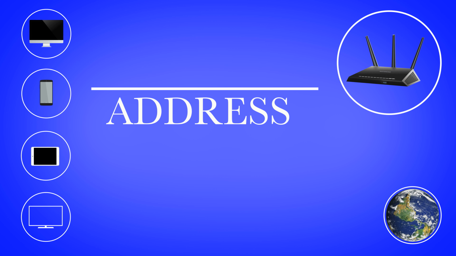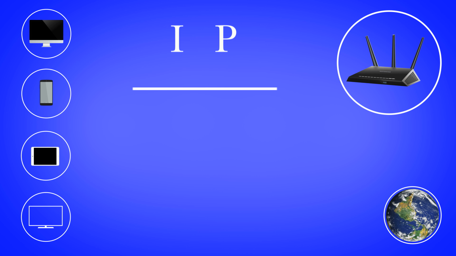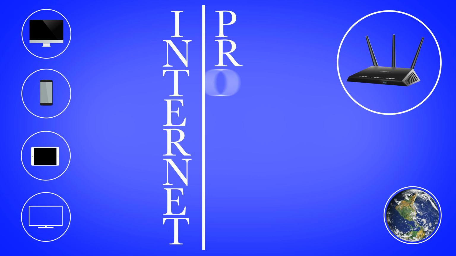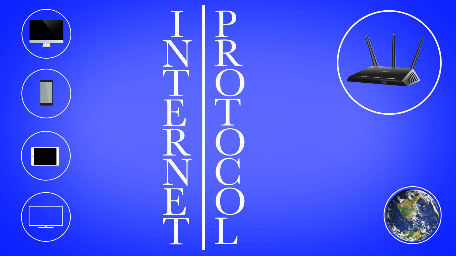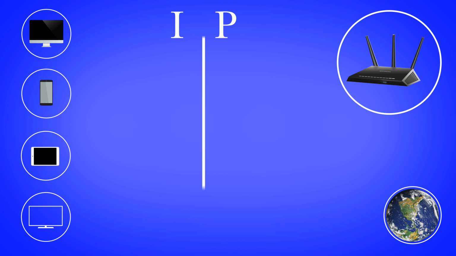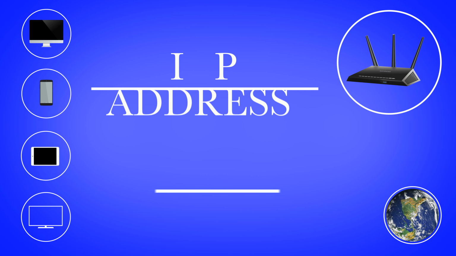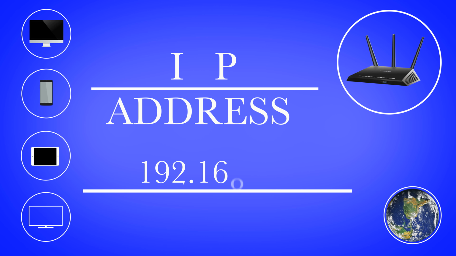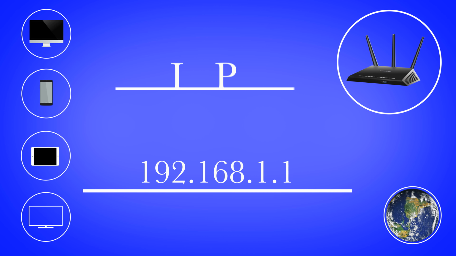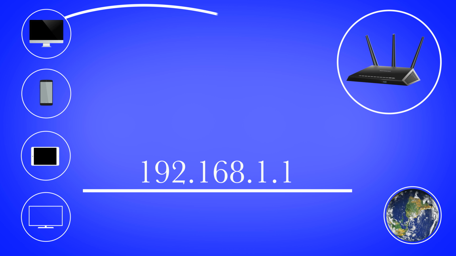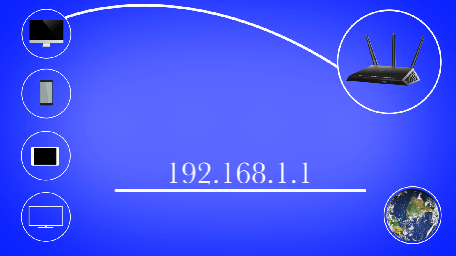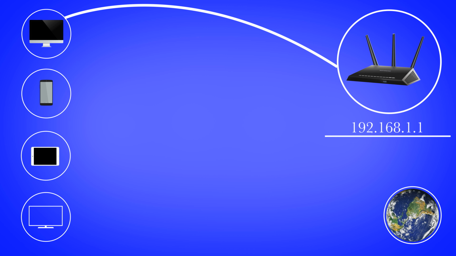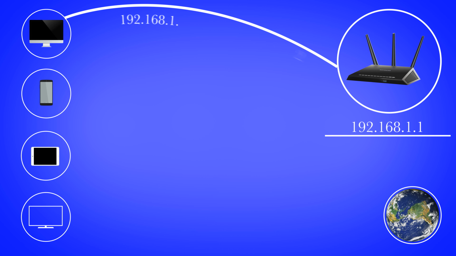Those addresses are named IP addresses, IP for Internet Protocol. IP addresses work this way. The router has its own and it looks like this: 192.168.1.1. When you connect a computer to the router, the computer asks for an IP address. Then the router will look for a free IP address available to assign to the computer. Let's say that computer will have 192.168.1.2 as its assigned IP address.